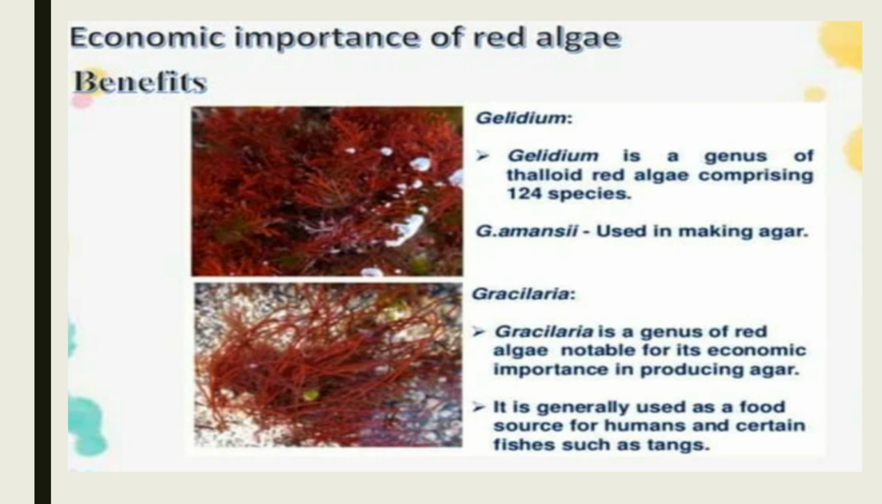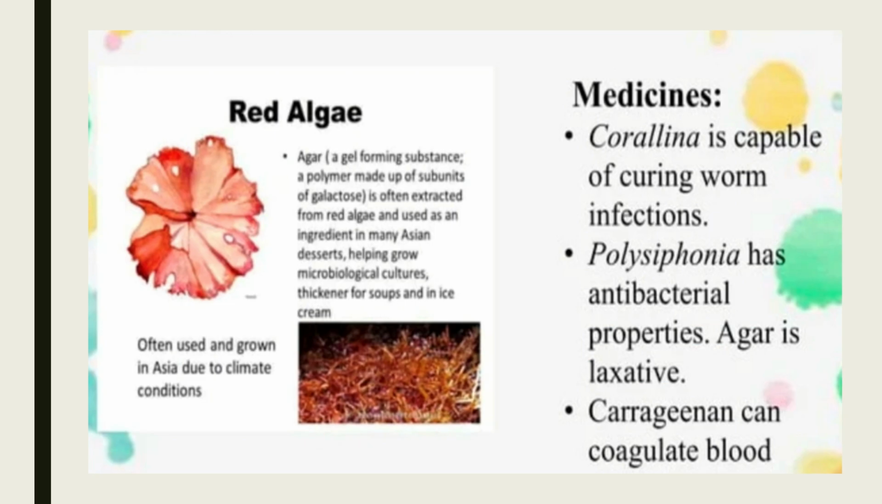Coming to our topic of discussion, the economic importance. These red algae are widely used in many industries, and some of the genera and species used in different industries are as follows. Gelidium is a genus used in making agar. Gracilariaceae are also used in the production of agar, which is used in food industries as a thickening or solidifying agent.